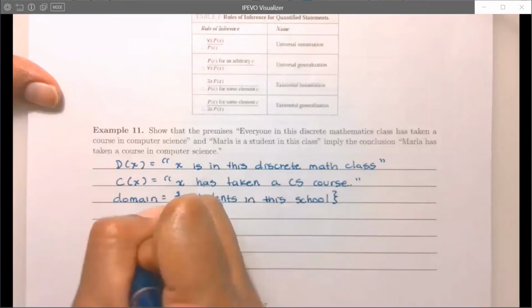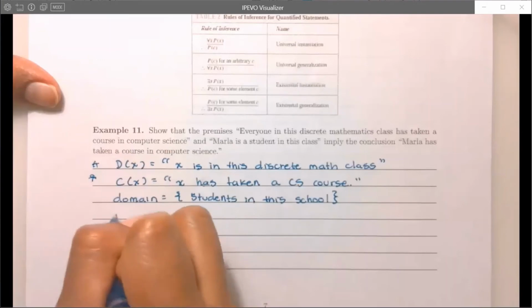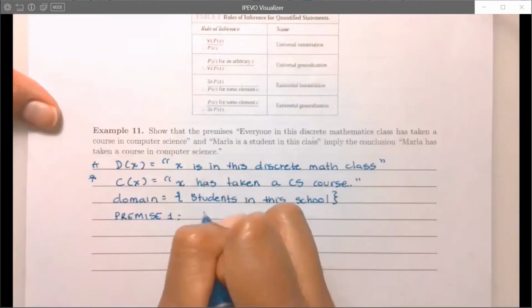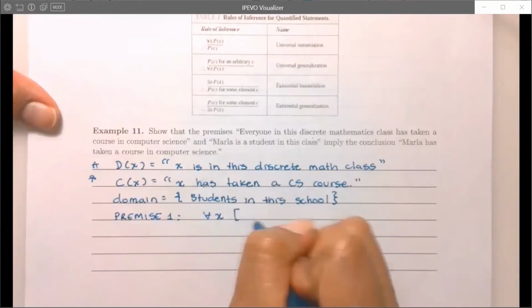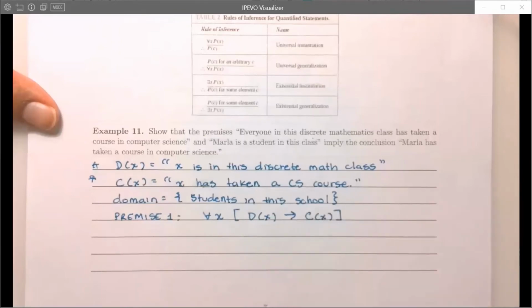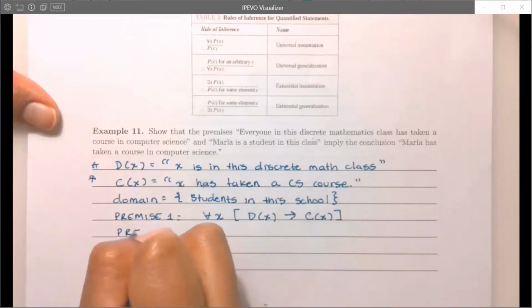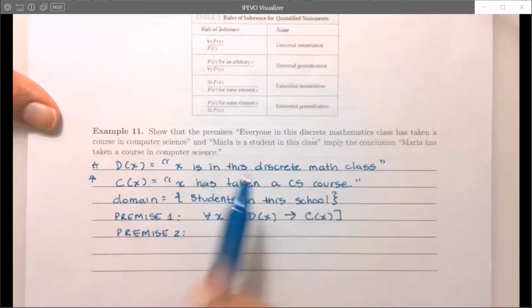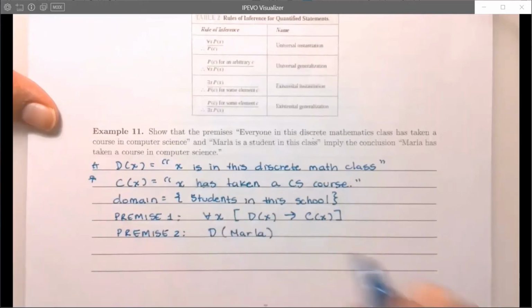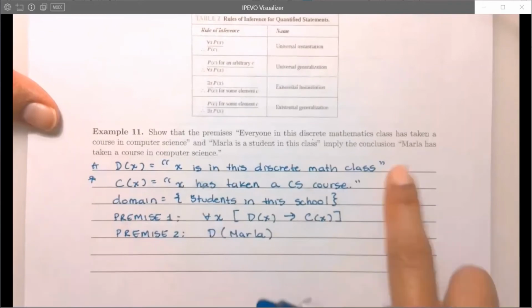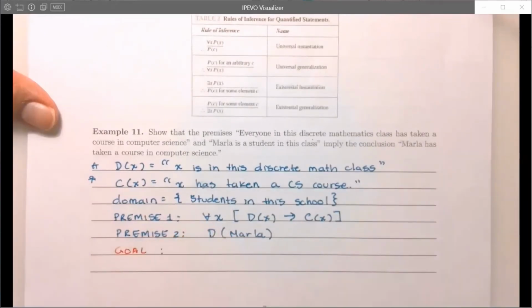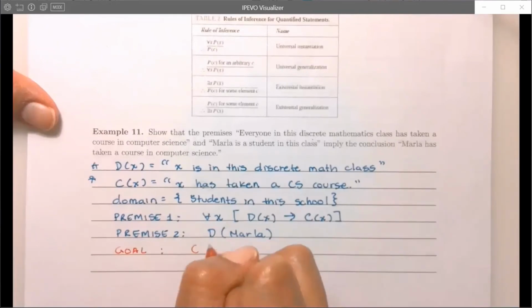Now if we want to write the premises, we would have premise number 1: everyone in this discrete math class has taken a computer science course. So for every student in the school, if the student is in this discrete math class, then the student has taken a CS course. And then the second premise is that Marla is a student in this class, so D of Marla is a true statement. And finally, we want to reach the conclusion that Marla has taken a computer science course. So the goal, because it's not our conclusion yet, but it will be, is C of Marla.